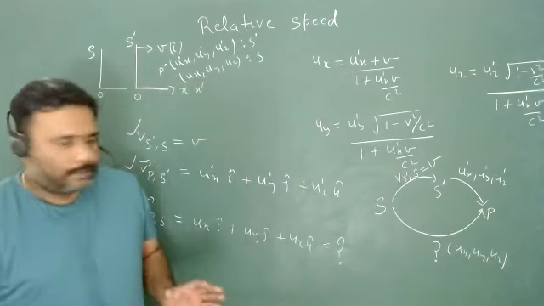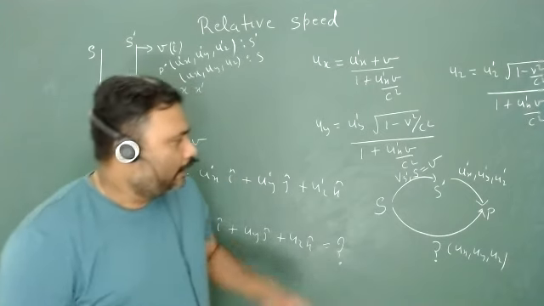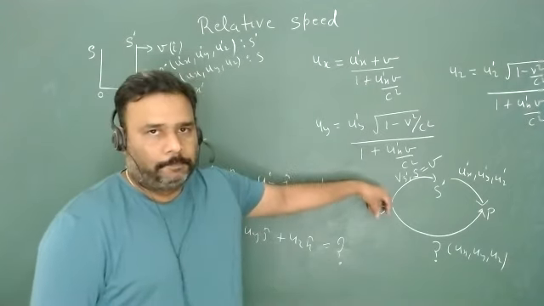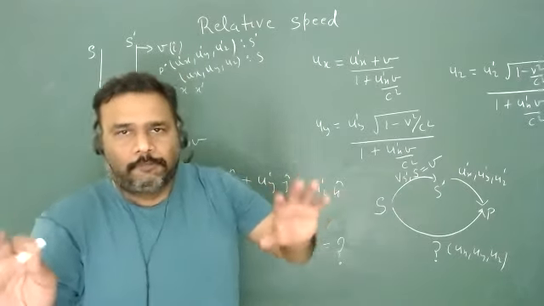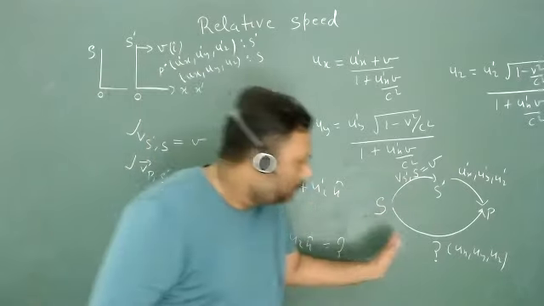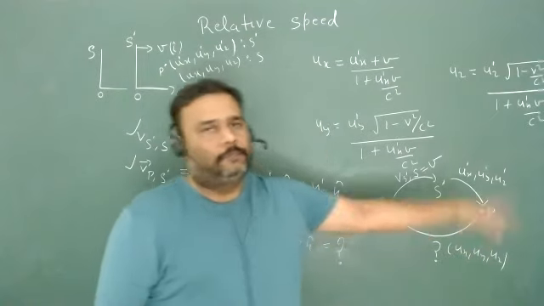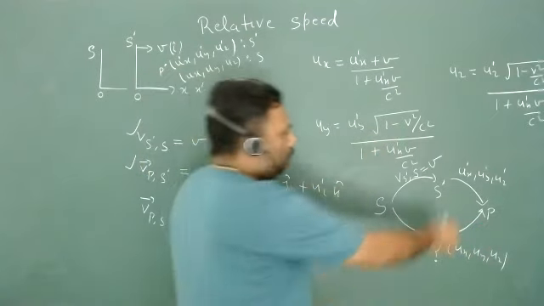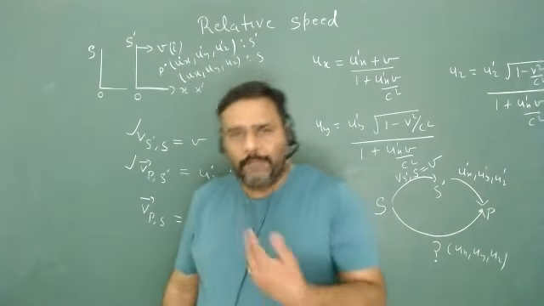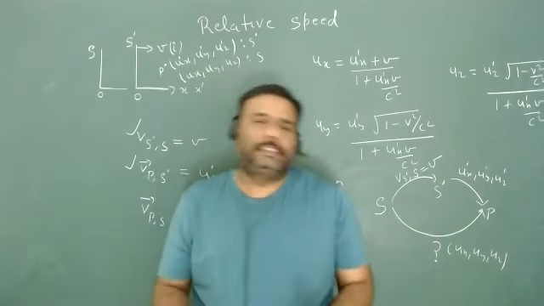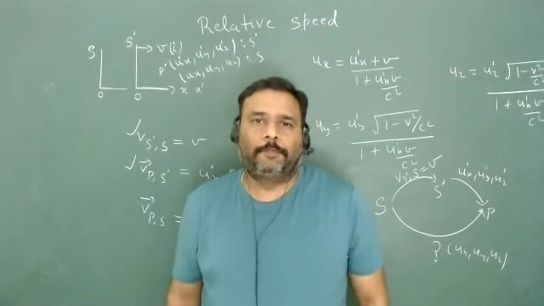So always what I will do, I will keep my observer on S frame. Then he will try to see what is your S dash, what is your UX dash, and then he will calculate each and every time what is your UX, UY, and UZ. So please remember this figure very carefully, and let me discuss one or two problems, then you can understand how we can approach this type of problem.